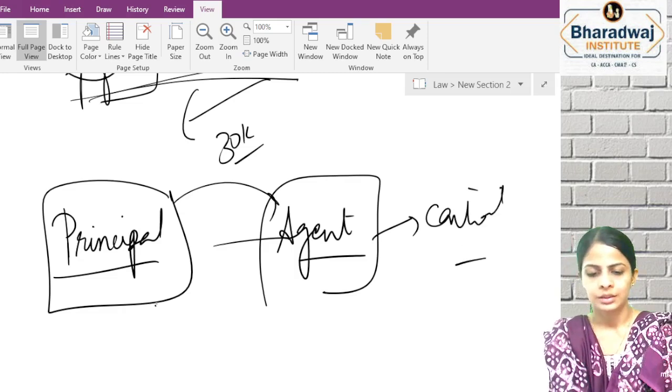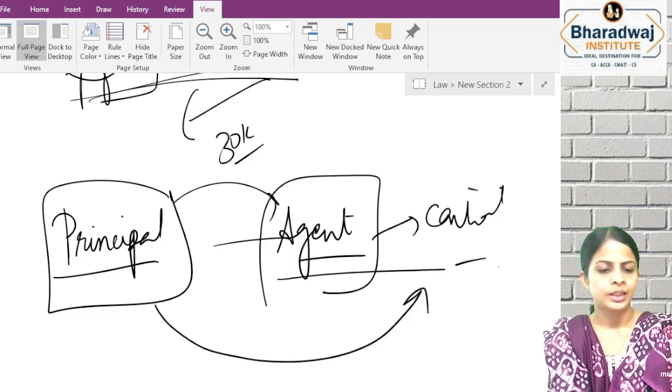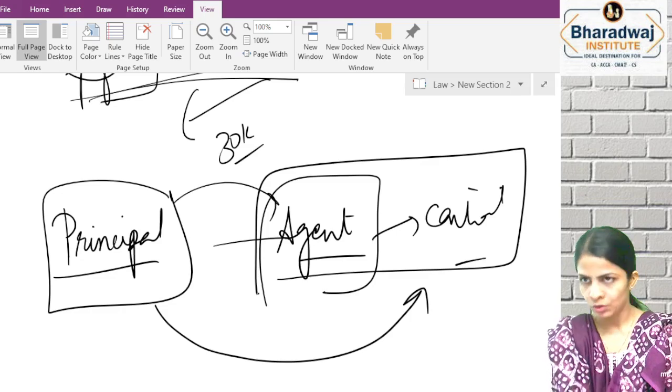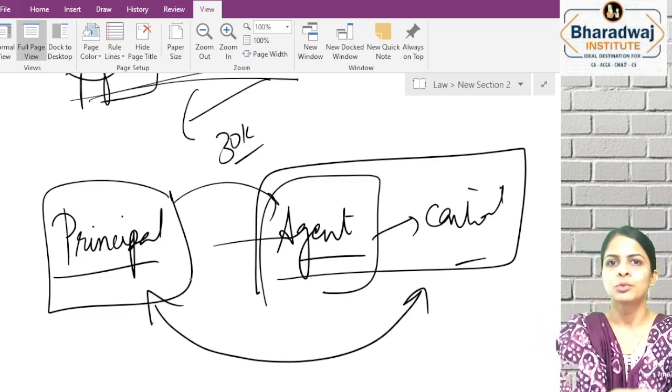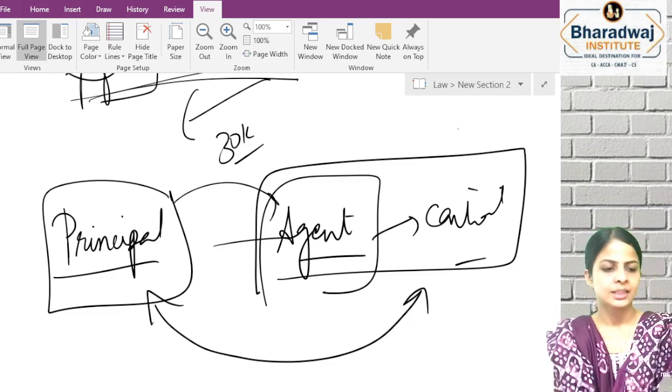Clear? The contract was between the agent and an outsider, but the principal being the superior person to an agent, he can also file a case against this third party.